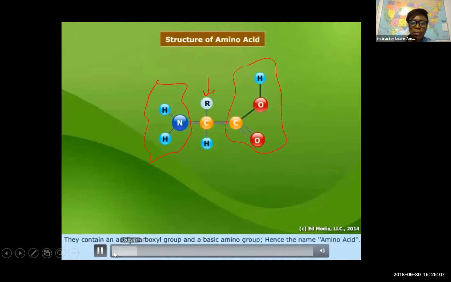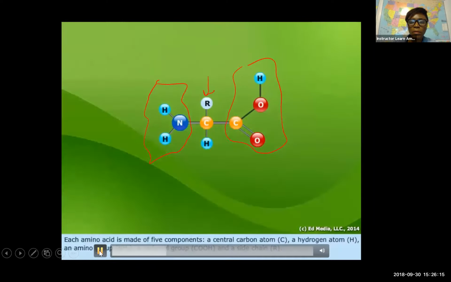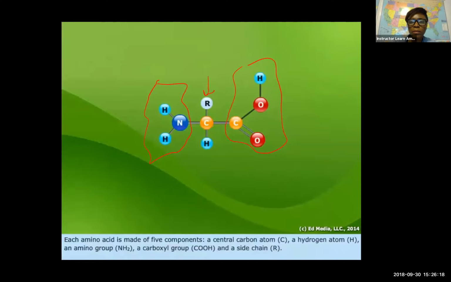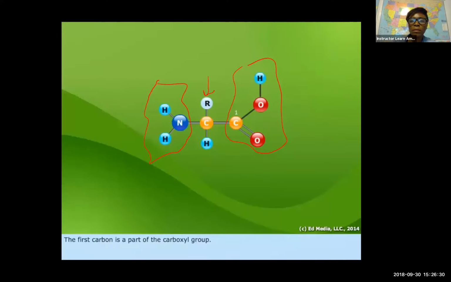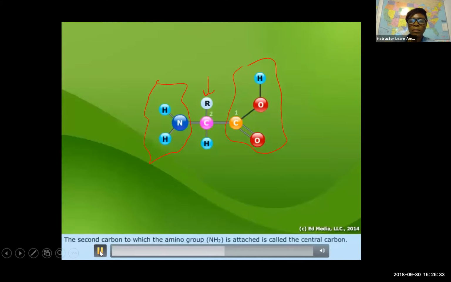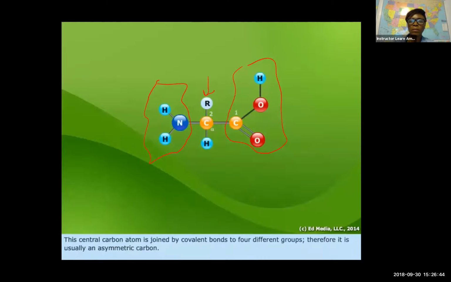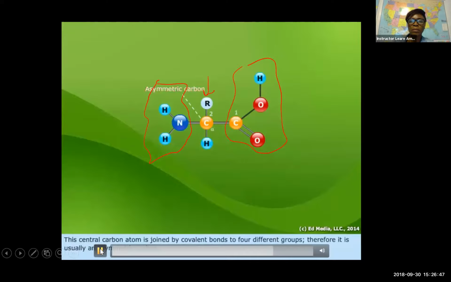They contain an acidic carboxyl group and a basic amino group, hence the name amino acid. Each amino acid is made of 5 components: a central carbon atom, a hydrogen atom, an amino group, a carboxyl group, and a side chain. The first carbon is a part of the carboxyl group. The second carbon to which the amino group is attached is called the central carbon. This central carbon atom is joined by covalent bonds to 4 different groups. Therefore, it is usually an asymmetric carbon.